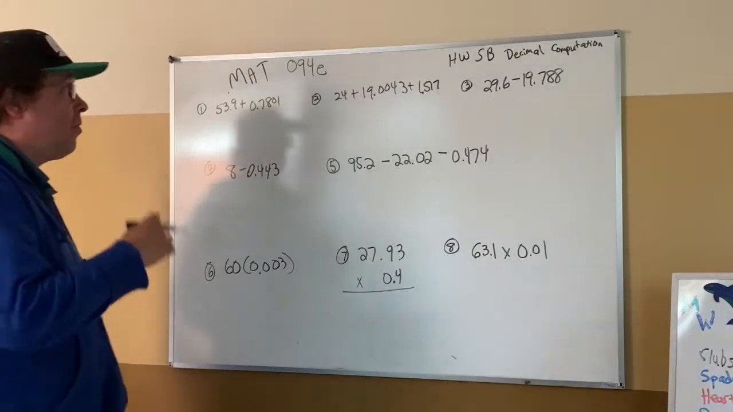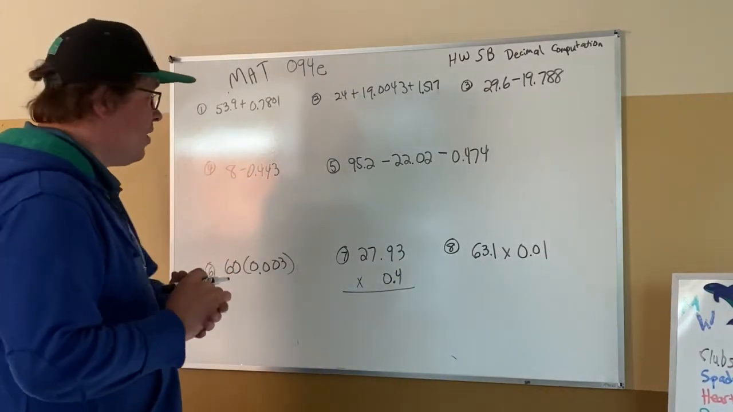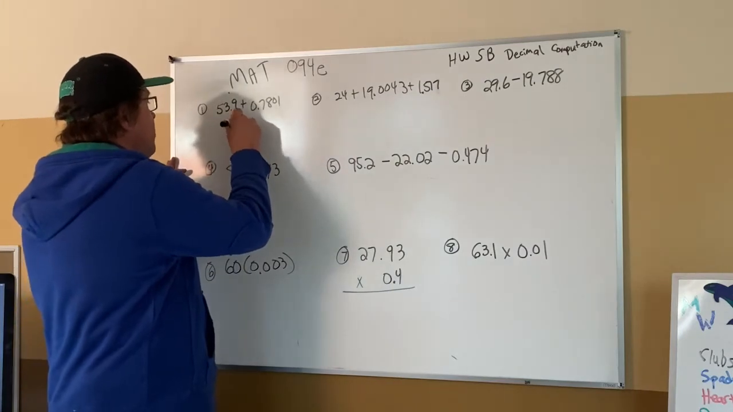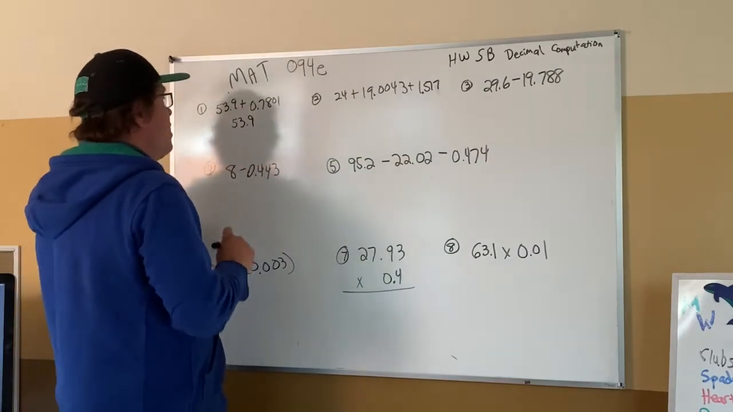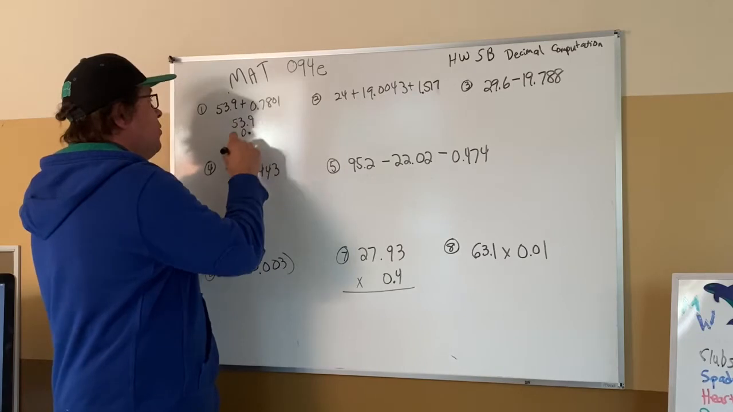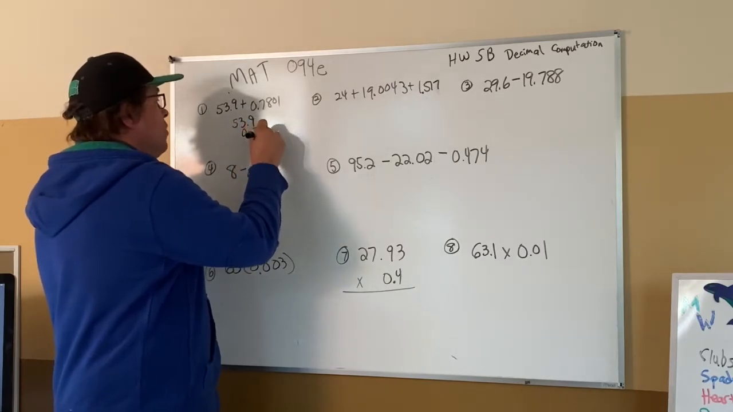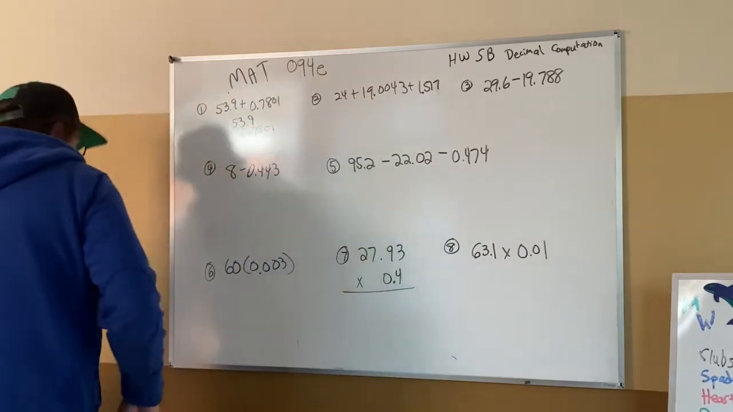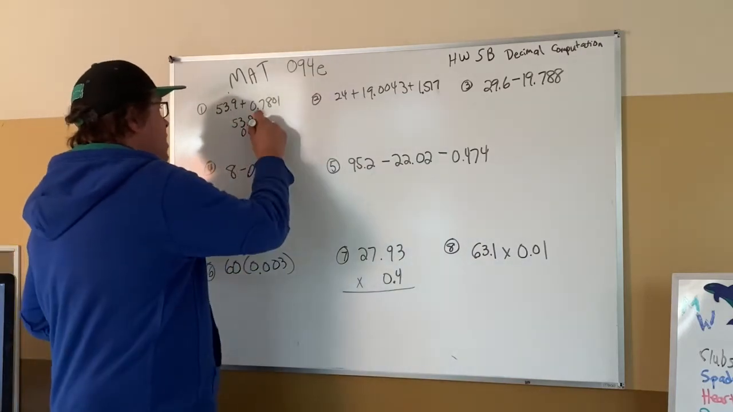Support material for homework 5B, working with computation with decimals. We got 53.9 anchoring our addition. And then down here we put our decimal. To the left we only have 0, and then we've got 78.01. If you want, you're welcome to put zeros, 3 of them, after the 9.